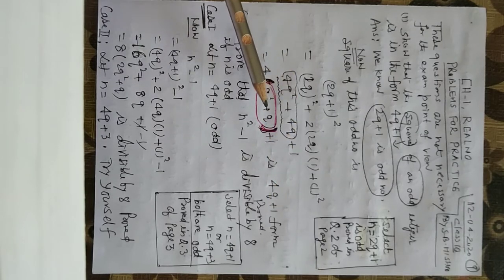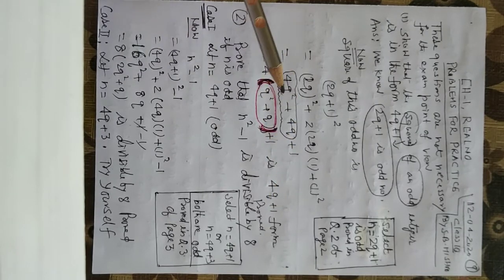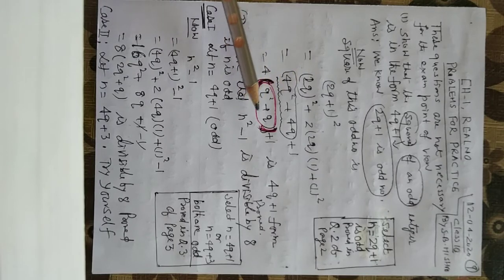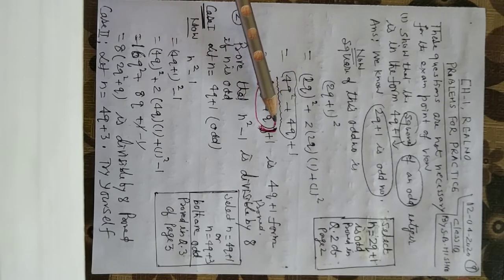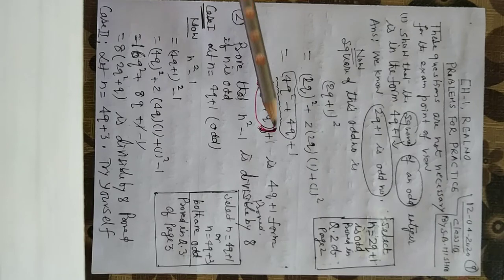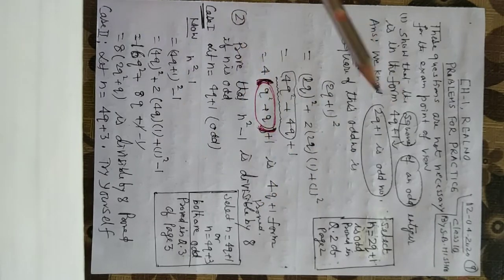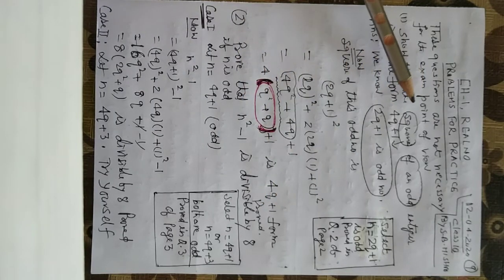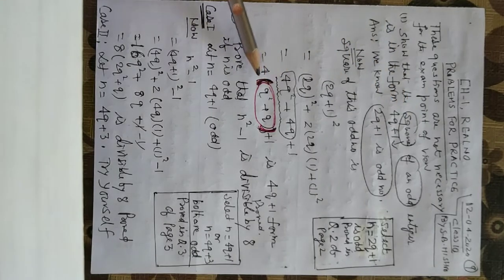Whatever is inside the bracket, you can name it q, or any name you can create. 4m plus 1 you can say, 4q plus 1 you can say. But here the requirement is 4q plus 1. So the bracket is taken as q, 4q plus 1.